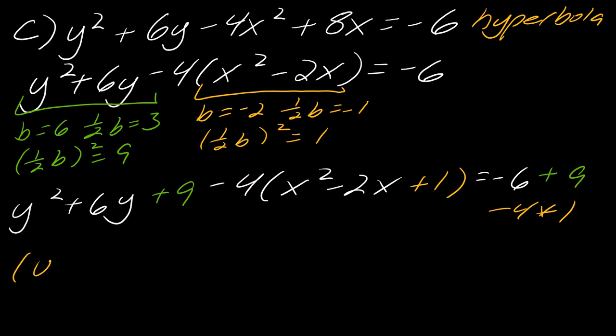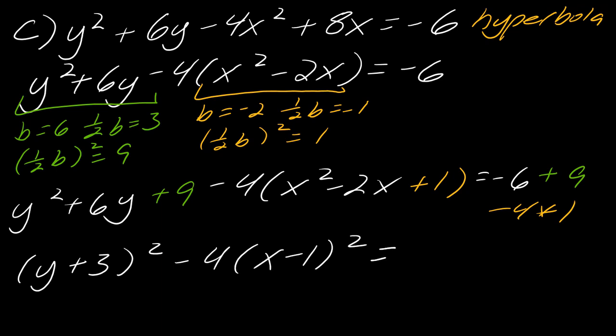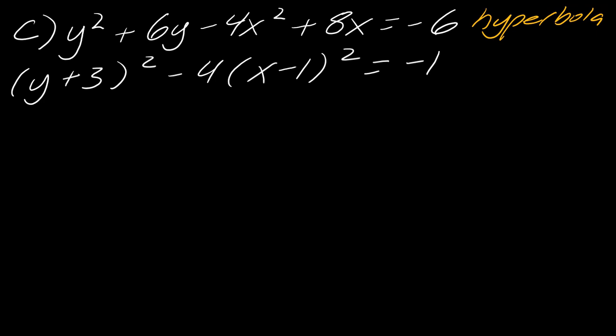So then I can write this as y plus 3 squared minus 4 times x minus 1 squared equals -1. Now, before you're quick to say, oh wait, this equals a negative, so this can't be a conic section, we're actually not done. So, let's clear a little space, and now let's keep going with the plot twist.